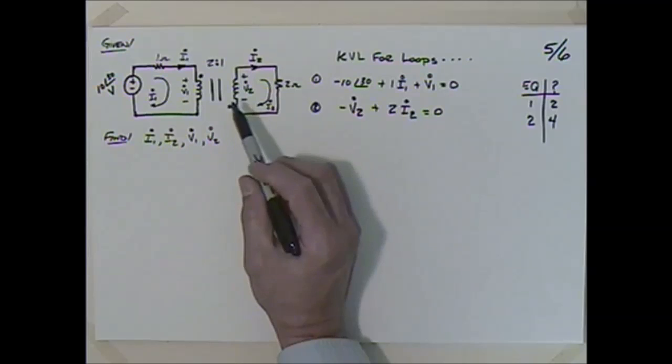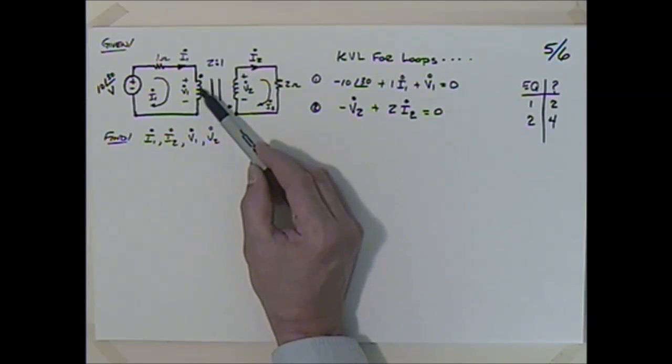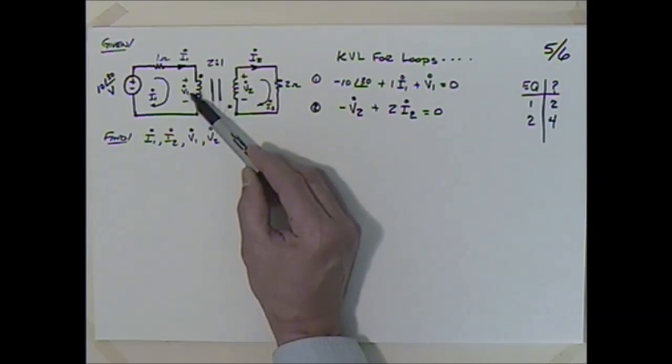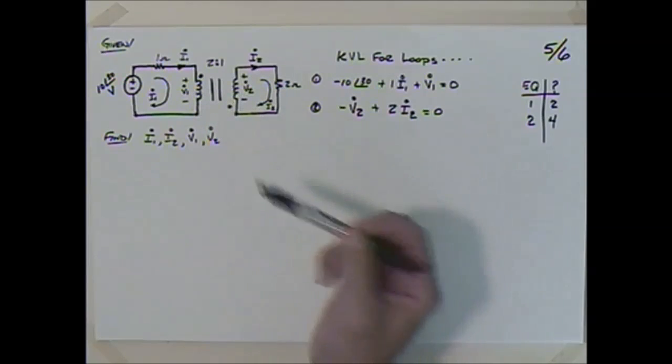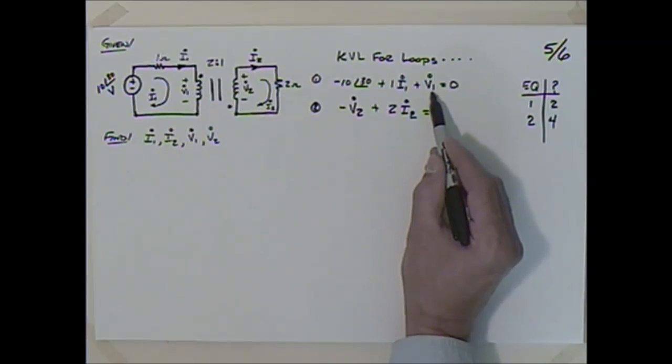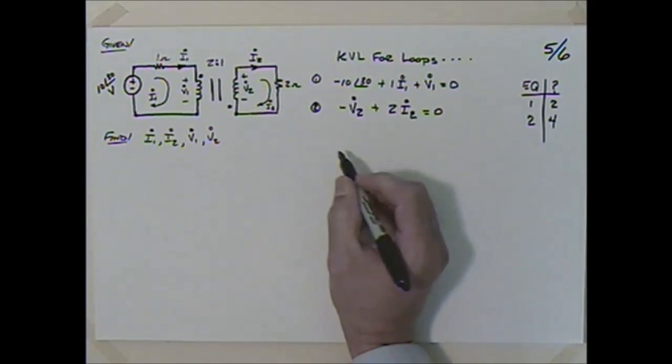And those of you that are comfortable with the examples that we did before, you might be wondering, well, didn't we need to talk about j omega L or j omega M dealing with the self-inductance and the mutual inductance? Well, we're going to lump that all into V1 or V2. So at this point, I need some more help.